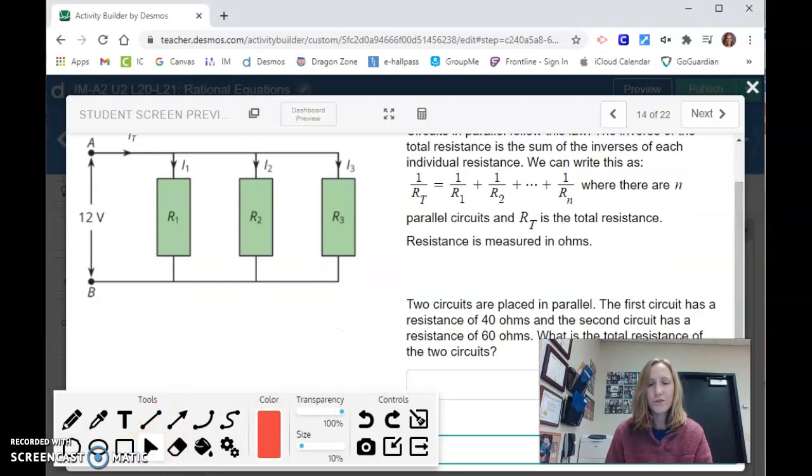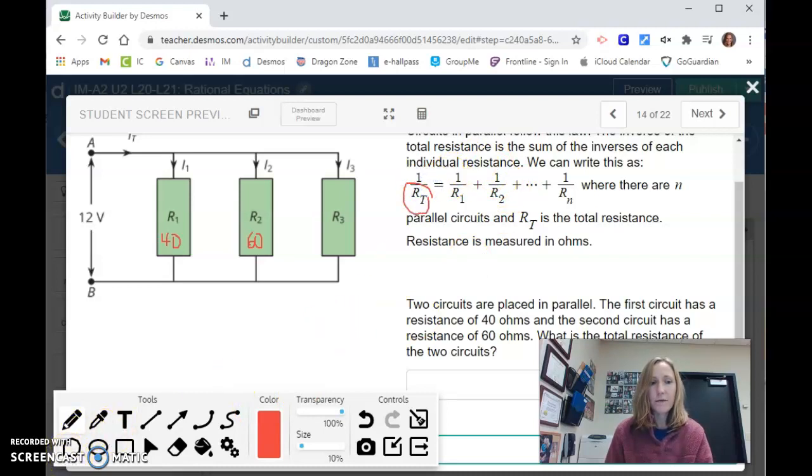So we have two circuits that are placed in parallel. So in our formula here, we'll just have R1 and R2. The first circuit has a resistance of 40 ohms, so we'll assume that this is R1, so this has a resistance of 40 ohms. And R2 then, the resistance of the second is 60 ohms. And so they want us to decide then what the total resistance would be. So this total resistance would be in our formula.